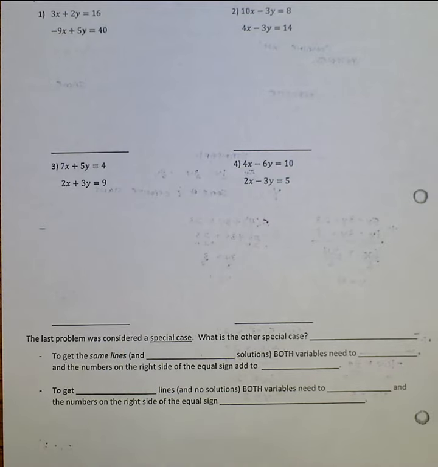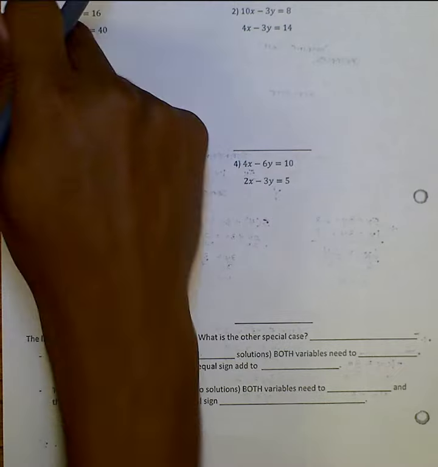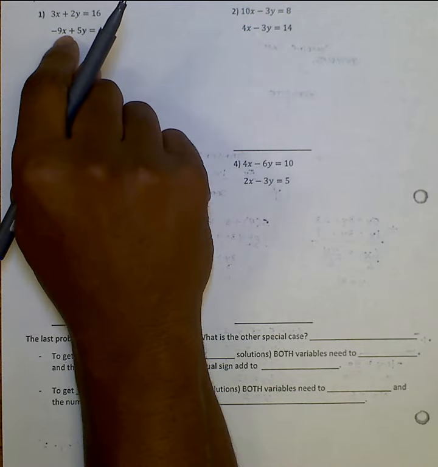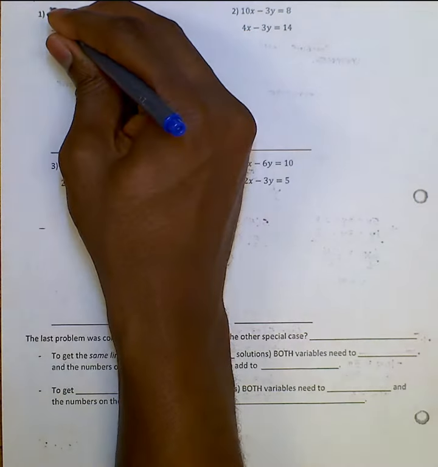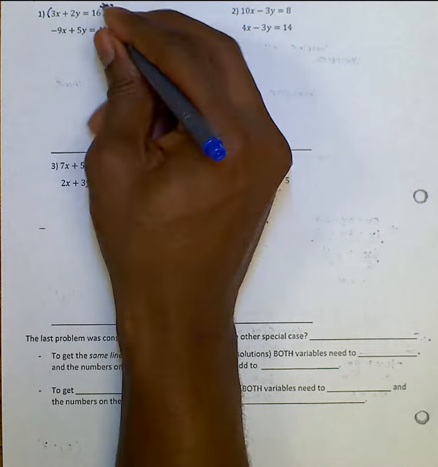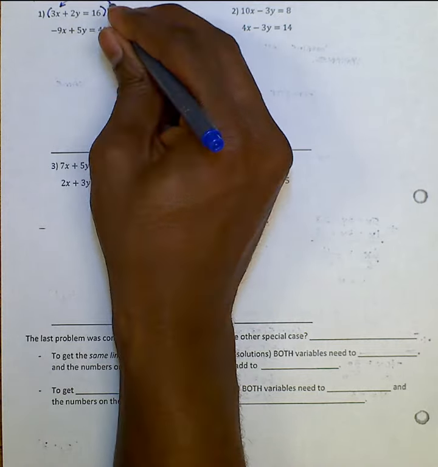Alright, so here we have 3x plus 2y equals 16 and negative 9x plus 5y equals 40. So as we look at these numbers, there are no numbers that are just opposite already. So we're going to ask ourselves, which numbers are going to be the easiest to make opposites? Okay, we have 3 and negative 9, and then we have 2 and 5. As I look at these numbers, I say, well, I can make this 3 a 9. And I can do that by multiplying this equation by 3. So I'm going to multiply everything, both sides of this equation, by 3.